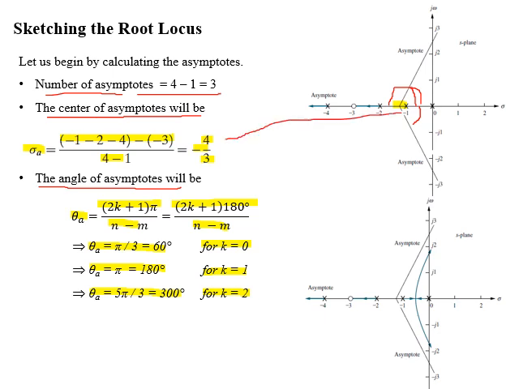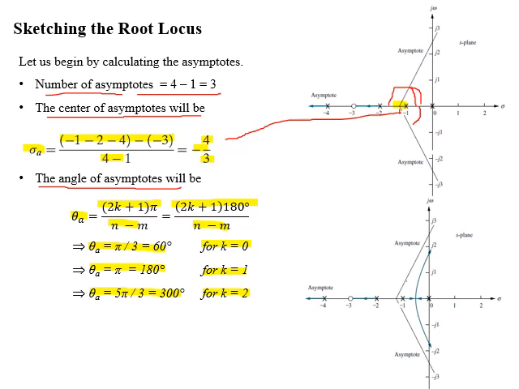where the center of asymptote is -4/3. Now in the last slide we have defined the root locus segments on the real axis. Now we will draw asymptotes on the pole-zero map. One asymptote will have an angle of plus 60, the second will have 180 degrees, and the last will have an angle of 300 degrees or minus 60 degrees.